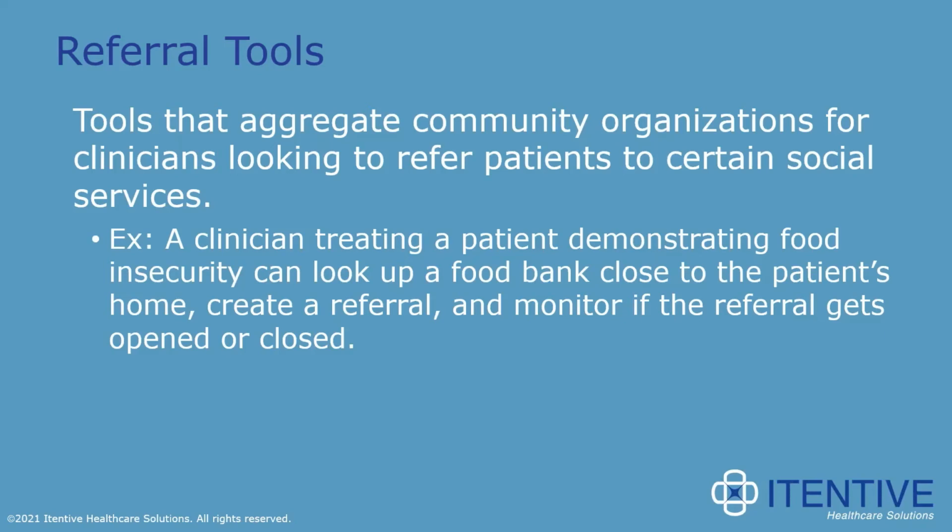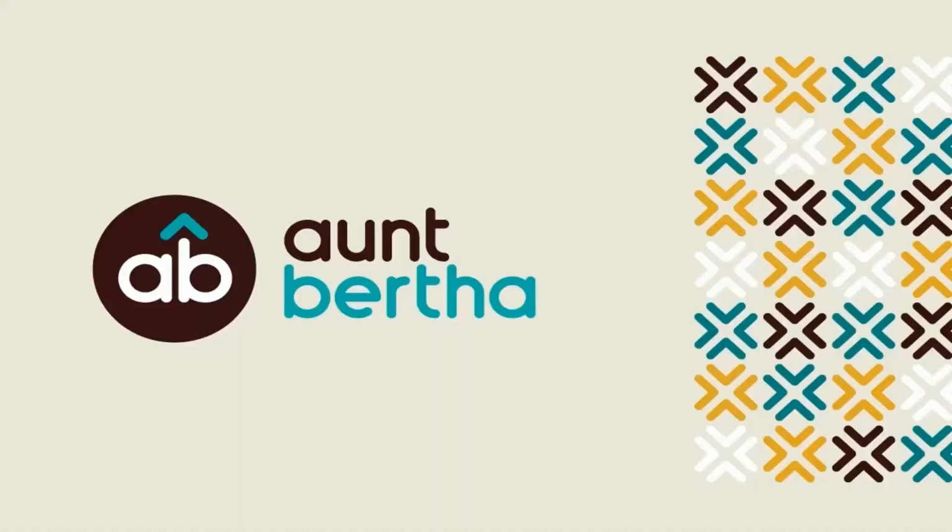Good news for you is that there's already a tool that aggregates community organizations for clinicians looking to refer patients to these social services, called Aunt Bertha. Aunt Bertha has the largest and most widely used social care network in the US, with over 1,300 resources in each and every county. Over the last decade, Aunt Bertha's network has grown to over 552,000 locations, and it's going to continue to increase daily. Their mission really is to support nonprofits and other healthcare organizations in serving the critical and essential needs of their communities.